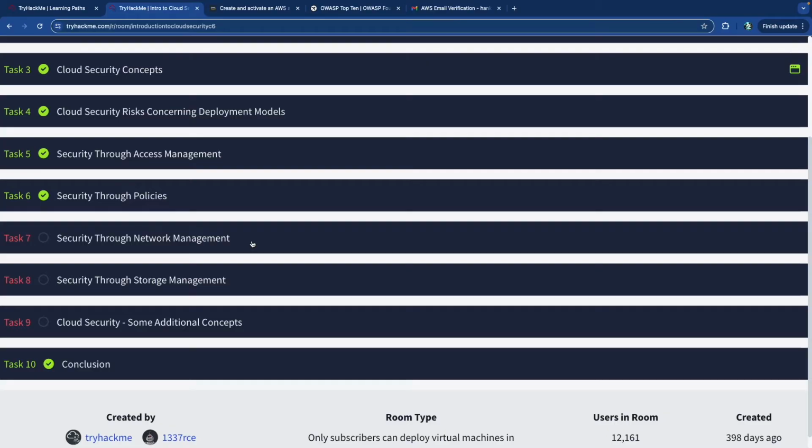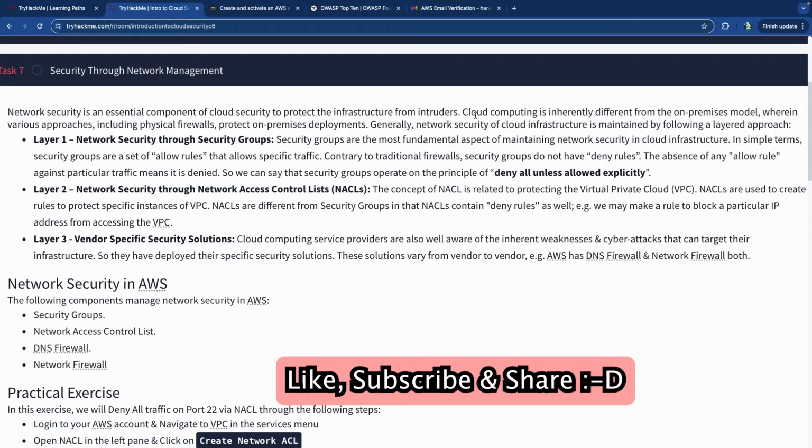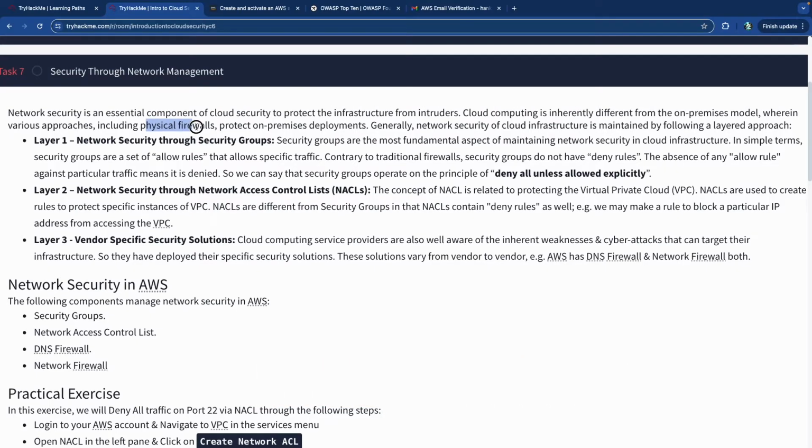All right, moving on to security through network management. Cloud computing is different from the on-premises model of computing, which includes physical firewalls to protect on-premises deployments. All those things are a little bit different since you're using a cloud service provider, and the physical protection is done through the actual service provider themselves.